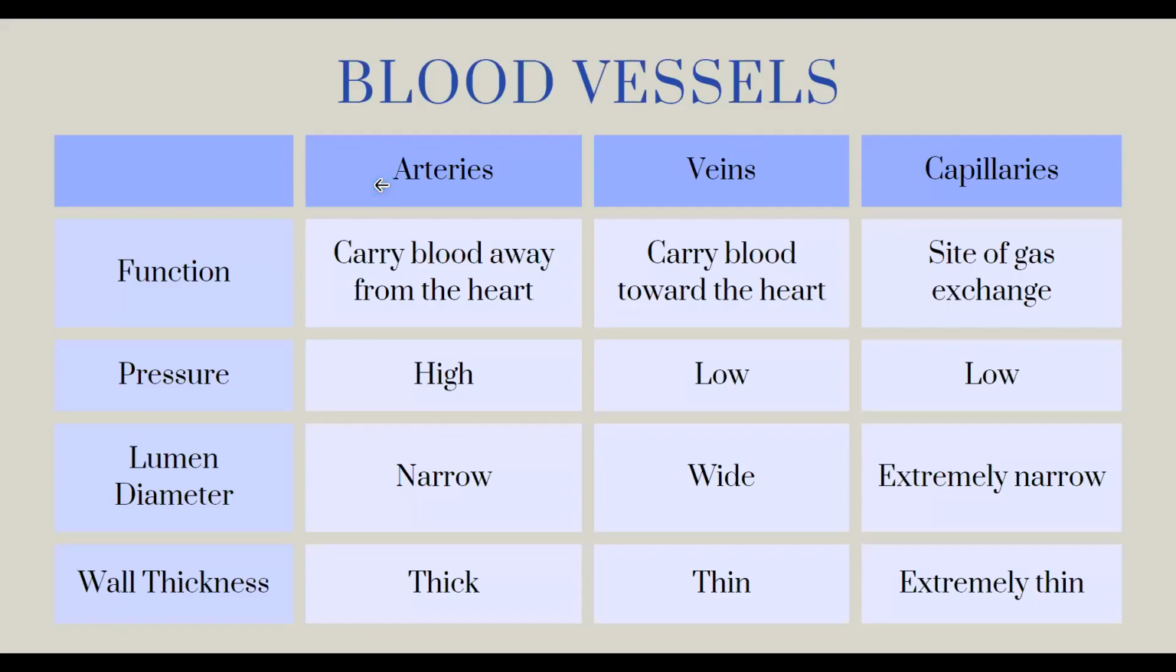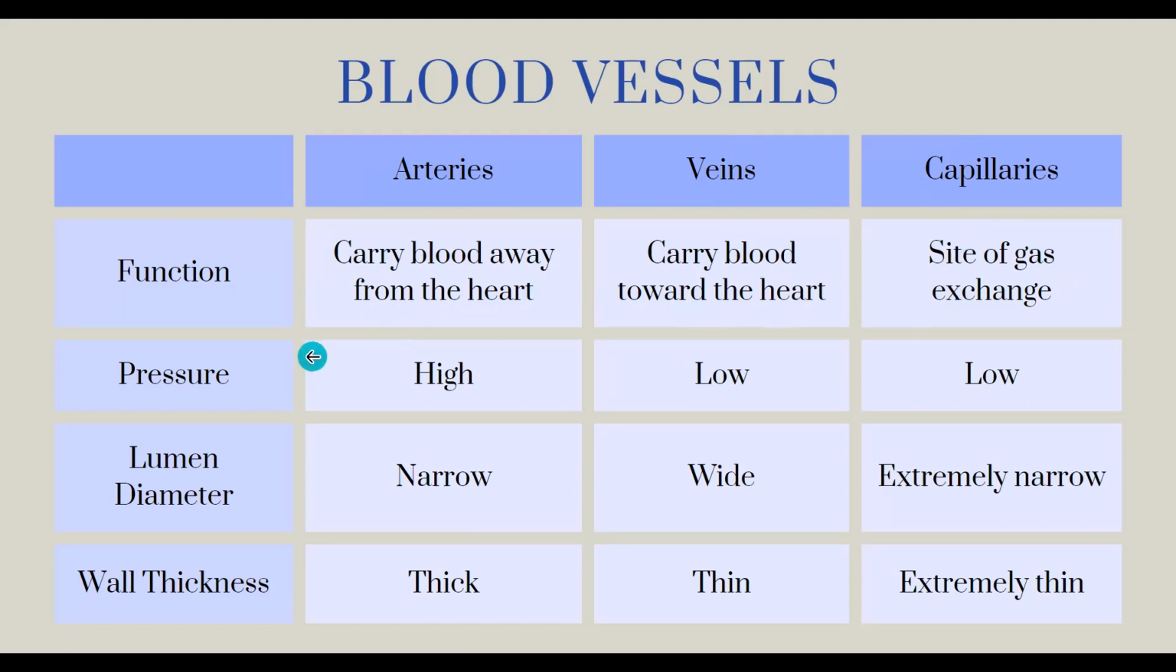Now let's go on to the blood vessels. The three types of blood vessels: the first is the arteries, the next is the veins, and the last one is the capillaries. Functions in each category will depend on the following. First one is the arteries. The function is to carry blood away from the heart, while the veins carry blood toward the heart. And the capillaries are actually the site of gas exchange.